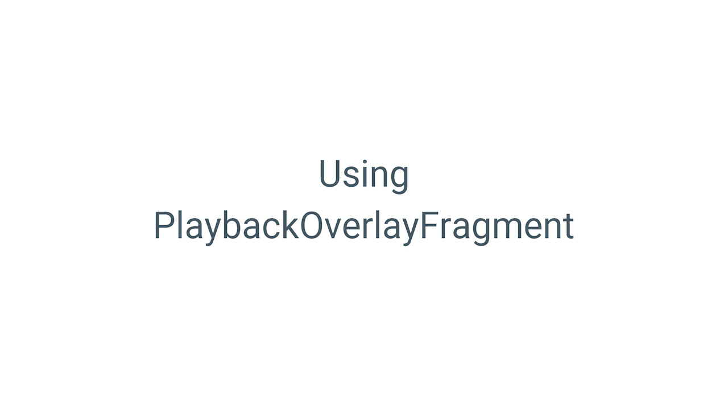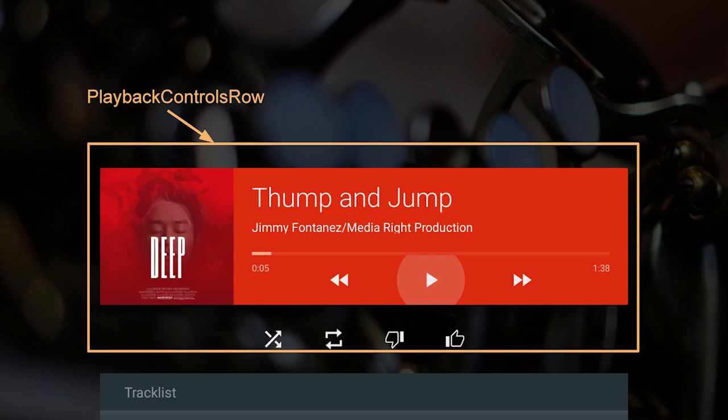Playback overlay fragment. When your app is trying to play audio or, say, a podcast, then you might use the playback overlay control fragment. This fragment usually starts with a playback controls row.